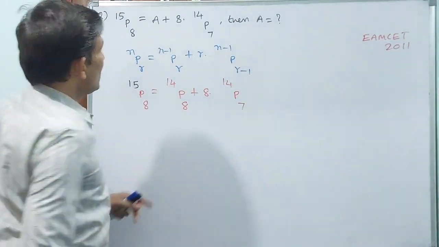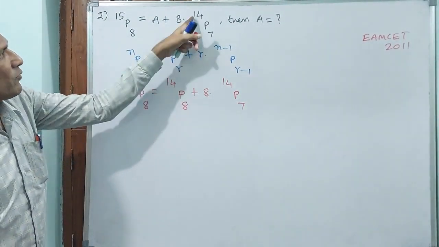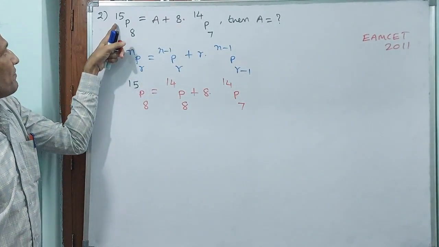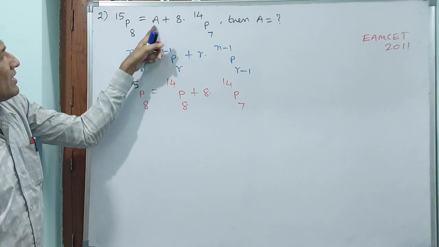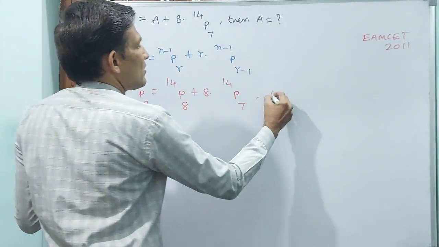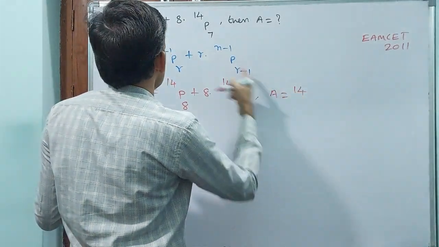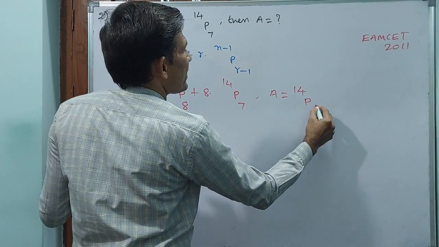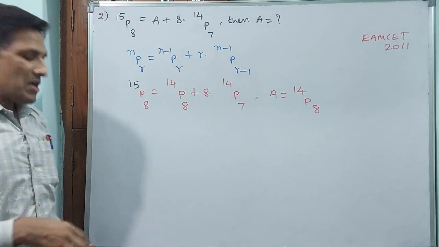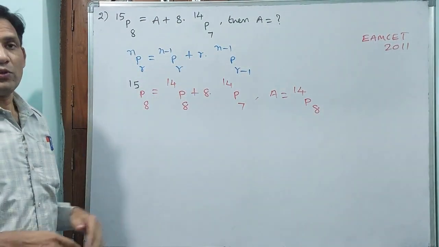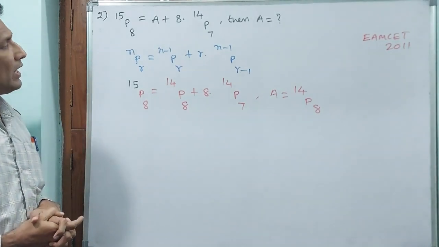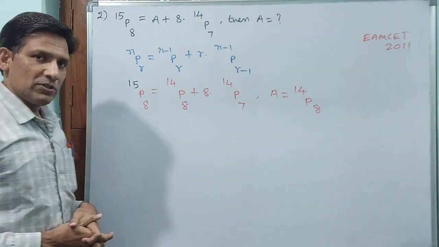means 7 you take. Now you compare: 8, 14P7, 14P7; 15P8, 15P8. That means here 14P8, so you can say A is equal to 14P8. This is the answer. Without this formula, you cannot do this. Okay? Let us go for the next question.